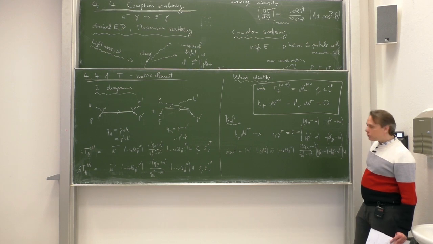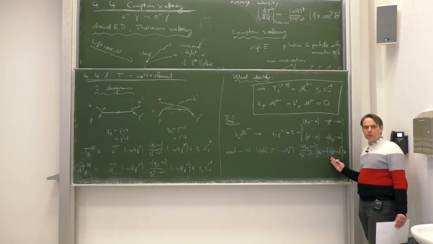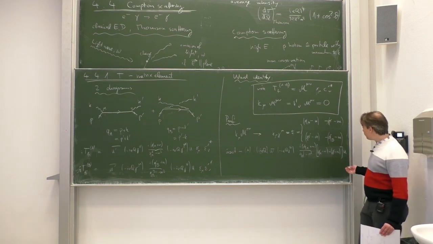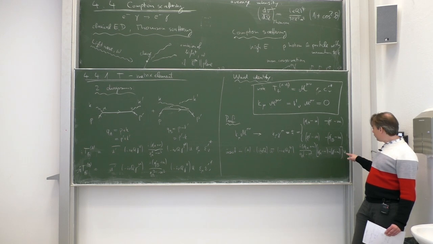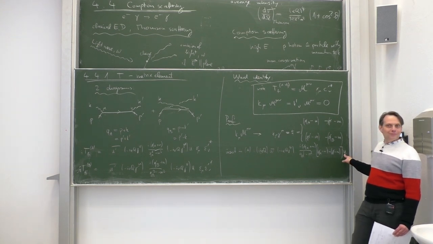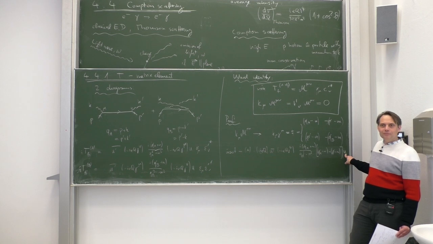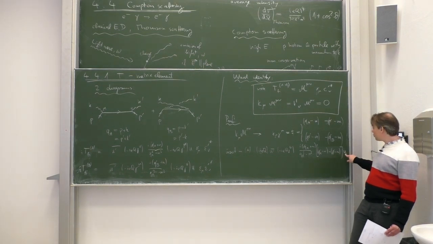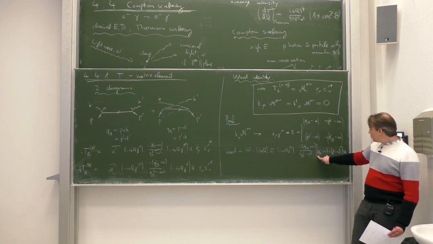Now you should look at the blackboard to see what happens, because now a big simplification appears. The p slash minus m hits the u. What happens if p slash minus m hits the u? U is a spinor which satisfies the Dirac equation. P slash u equals m u. That is the definition of u. So therefore, that gives zero.